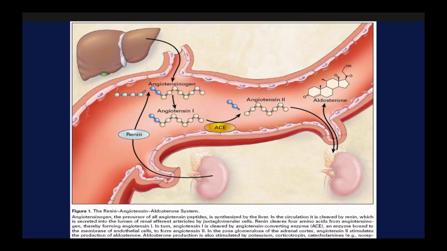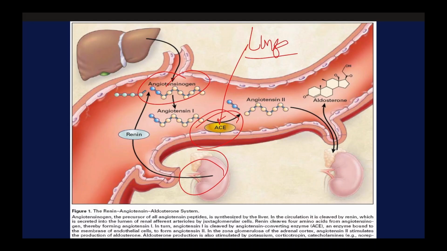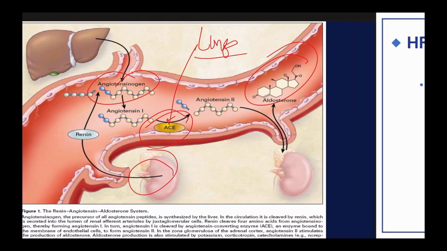Here again, just showing that renin comes from the kidney, angiotensinogen comes from the liver, which will cleave it and cause ACE to form. This conversion, where does ACE come from? From the lungs, and then finally at the end, we get our aldosterone being released. So this is just the RAS cascade in another way of looking at it.